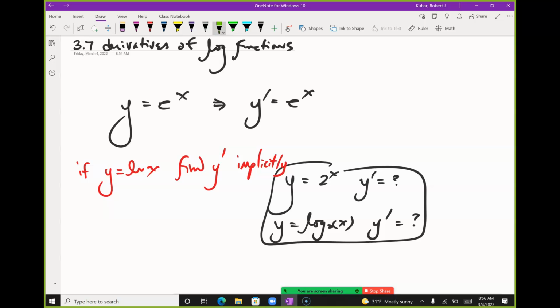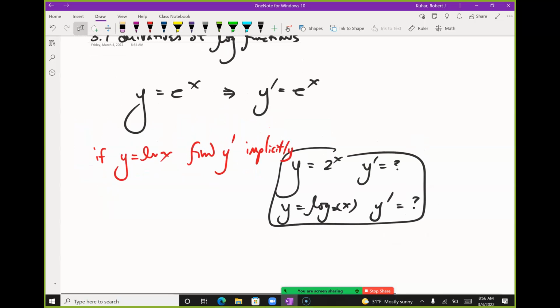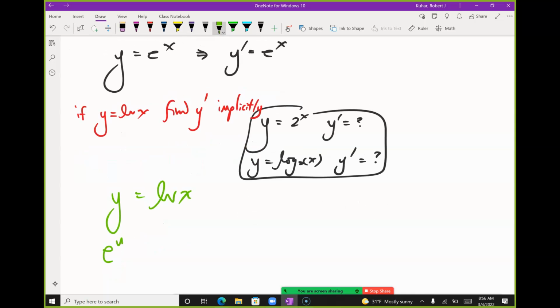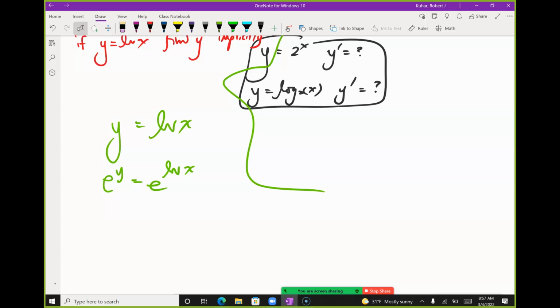So meaning I'm not supposed to have told you yet that the derivative of ln of x is 1 over x. But what I'm going to do is take my y equals ln of x and use my inverse function. So I get e to the y equals e to the ln of x. Everybody with me now? So I take my inverse function of both sides. Why? Because I know how to do the derivative of e to the y, right?